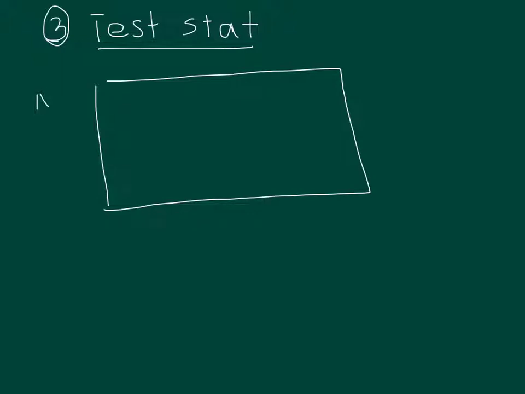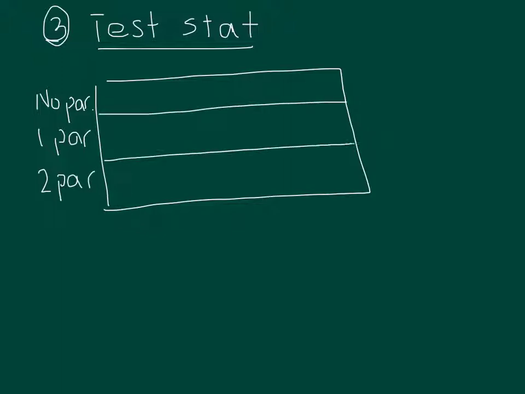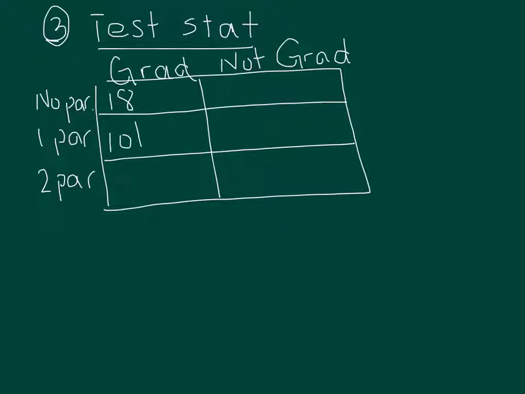So we have no parent, we have one parent, or we have two parents. So those are the different categories for family structure. And then we have either they graduated or they did not graduate. So those were all the categories given in the problem. And again, given in the problem, this was 18, this was 101, this was 70, 31, 44, and 26.